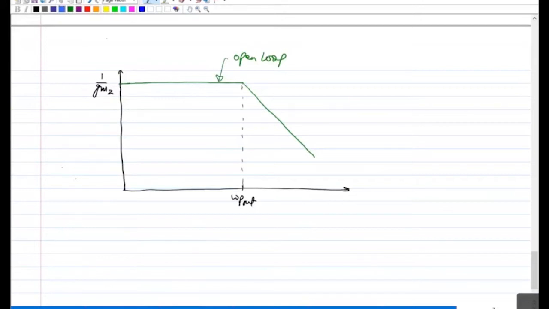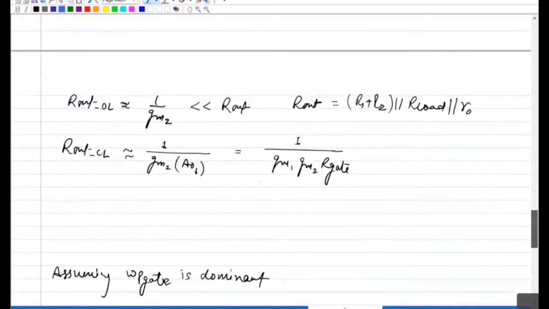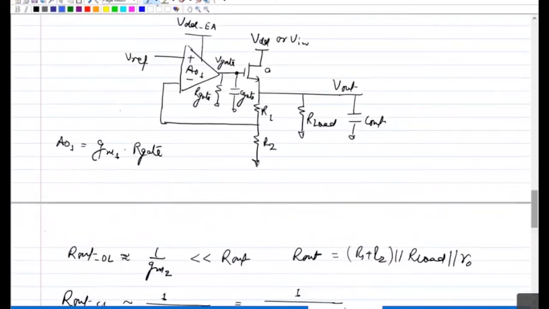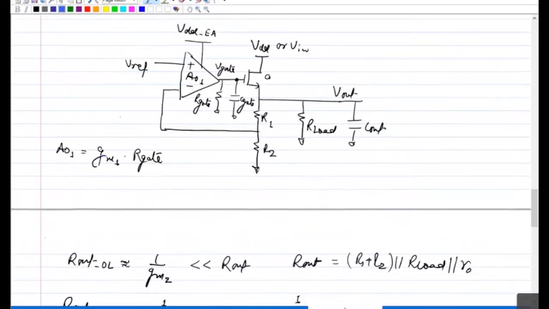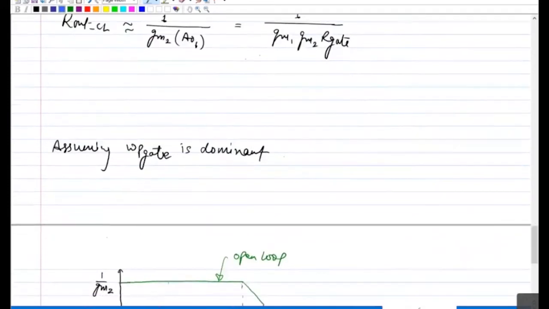Now with the closed loop, what will be the starting point? 1 over gm1, gm2, R gate. And now, taking β as 1 for simplicity, sorry, okay, let me just add β also. So this will be your β.